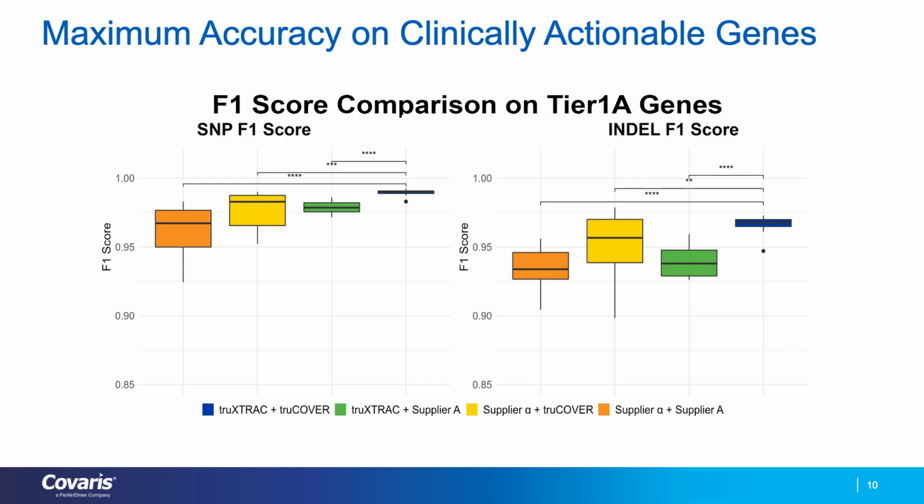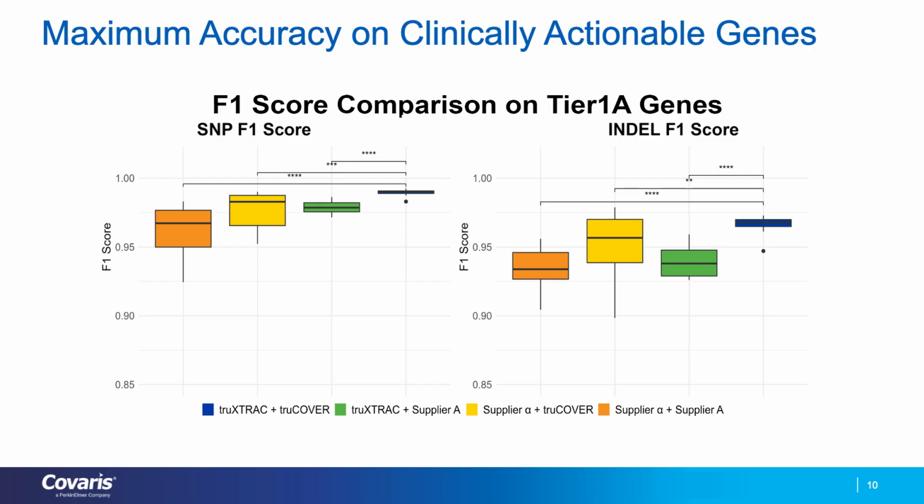The full TrueExtract plus TrueCover workflow, again in blue, delivers the highest F1 scores for both SNPs and indel calling. Once again, the stepwise improvement shows that TrueExtract significantly improves over supplier alpha and that TrueCover improves it further. The synergistic benefit we see here was illustrated in holistic variant calling workflows and on more challenging types like indels longer than 16 base pairs. We're maximizing true variant detection while minimizing false positives, which can cause unnecessary interventions.